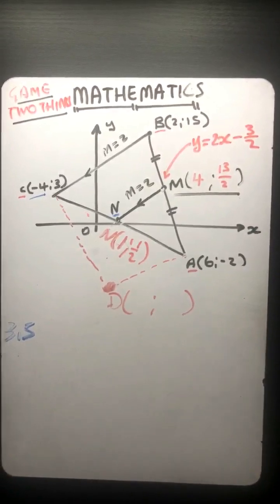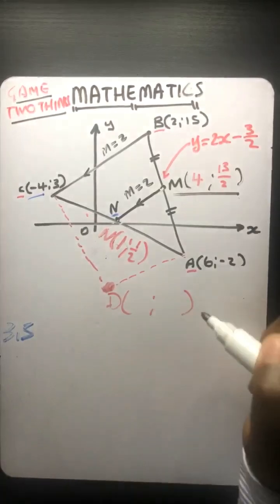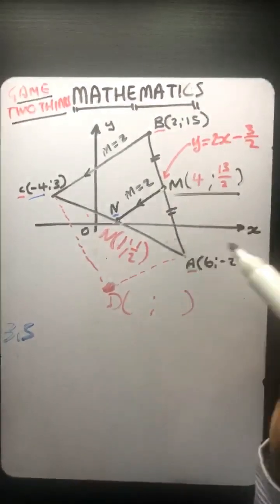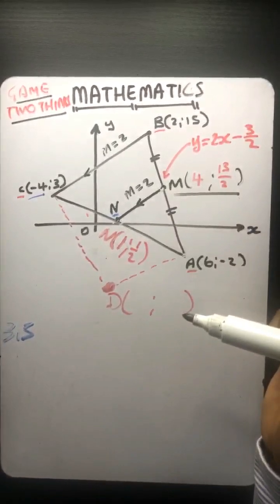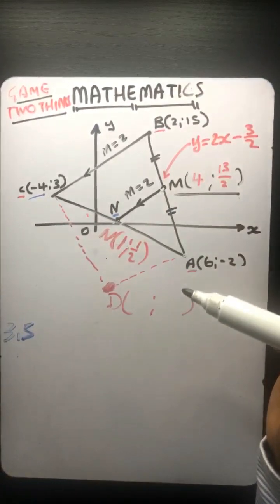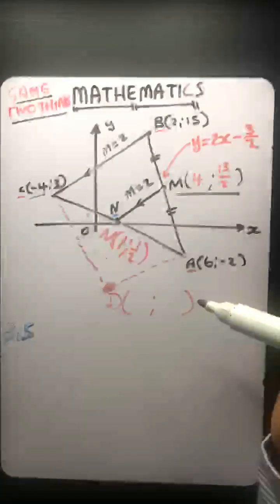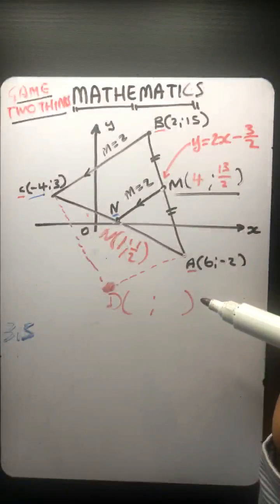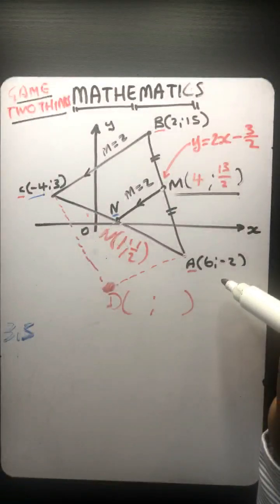Because my approach would be, because we are dealing with a parallelogram, it means my DC is parallel to my AD, so our gradient is the same, isn't it? So if my gradient of AD is 2, my gradient of DC will be 2. And then I'll have point A, and then I'll substitute it to get my D.